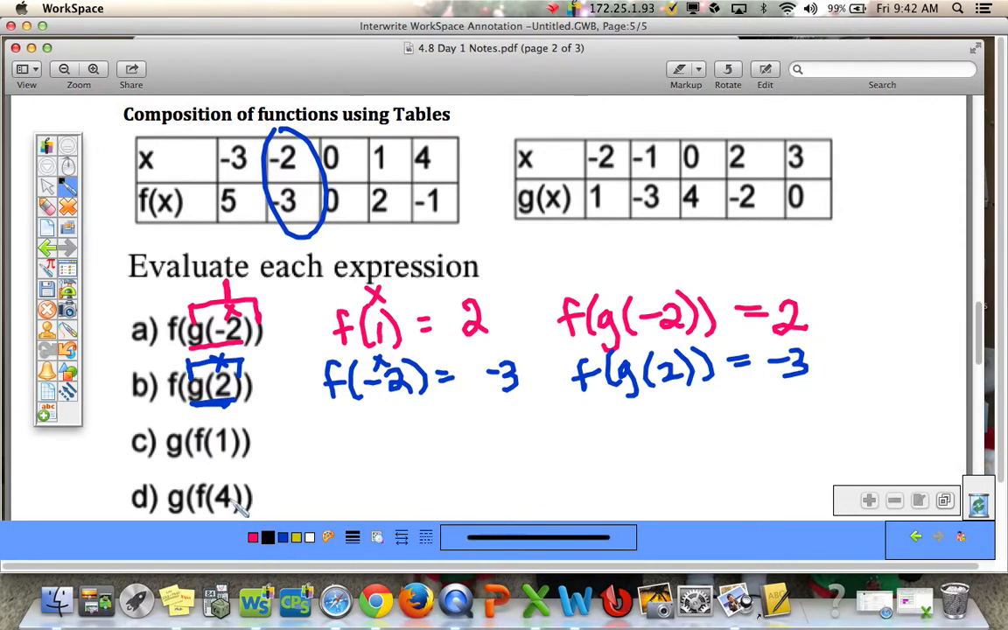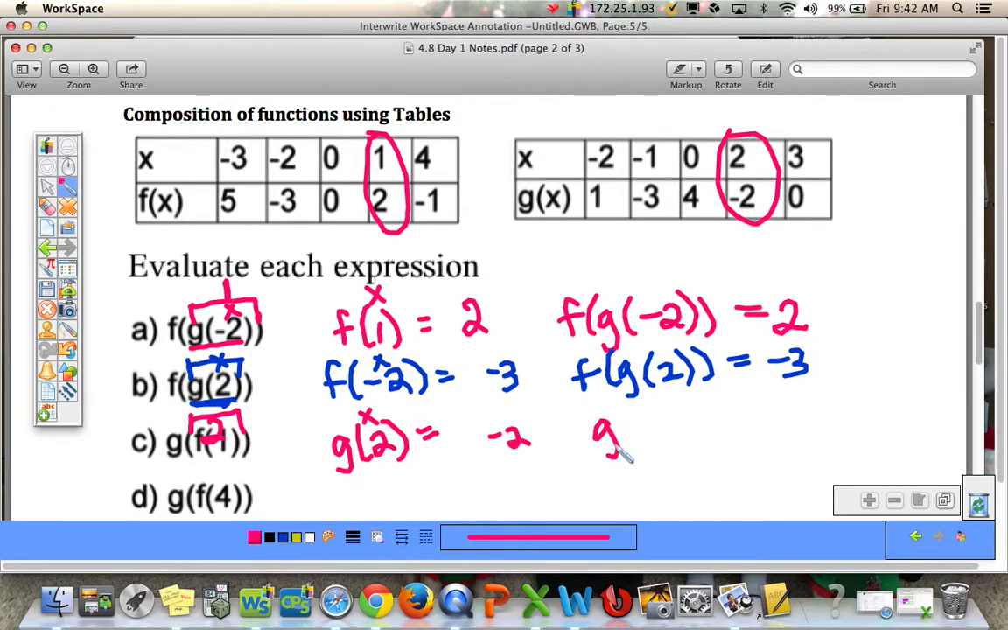Let's try another one. g of f of 1. Okay, so g of f of 1. Start on the inside function, f of 1. So when x is 1, what's f of 1? So when x is 1, the answer is 2. So now we want g of, and we're going to replace this with 2. Okay, so now in the g function, when x is 2, what's the answer? It's negative 2. So we say g of f of 1 is negative 2. It's kind of like a code. All right, let's go over one more.